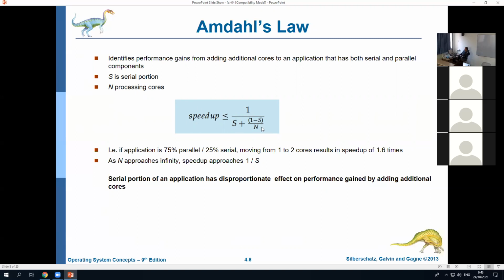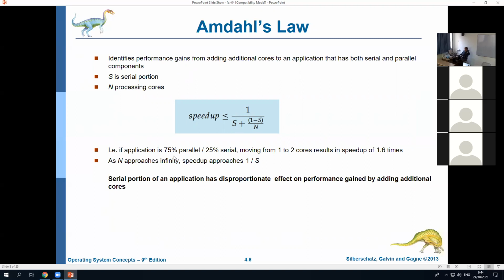But S is the serial portion, N is the processing cores. Serial portion meaning the part that can't be speeded up. Remember this? There was a part that you can't speed up and a part that you can speed up, and what's the right percentage, what would be the total. That's right. So let's see this example.